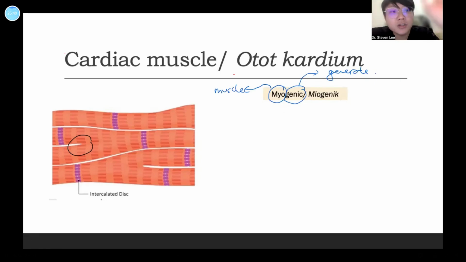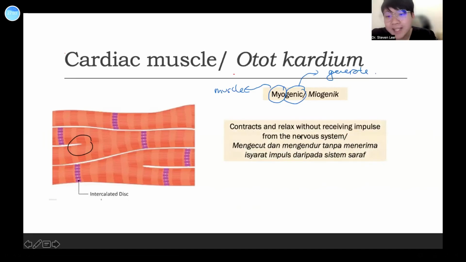Itulah maksud myogenic. Maksudnya, dia boleh menghasilkan impulse electric sendiri, which means they don't need to receive any impulse from the central nervous system for them to contract and relax. Faham tak? Okay? Dia boleh contract and relax sendiri. Alright, so the definition is they can contract and relax without receiving impulse from the nervous system. Kenapa? Sebab dia punya otot cardiac boleh generate electric impulse sendiri. Remember, whatever impulse produced by the cardiac muscle, we don't call it as nerve impulse. Sebab cardiac is not a nerve. We use the word electric impulse.